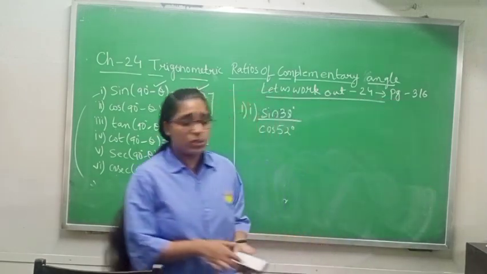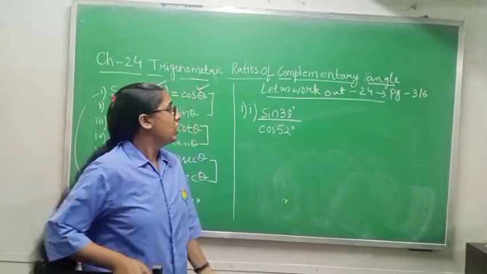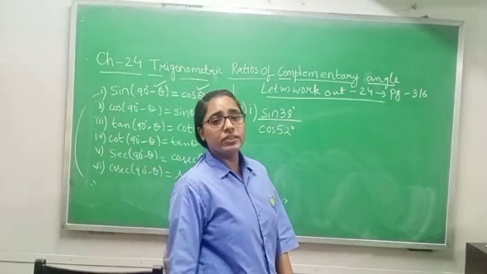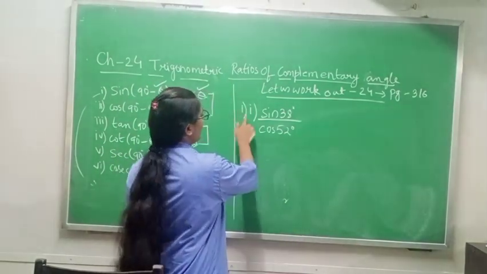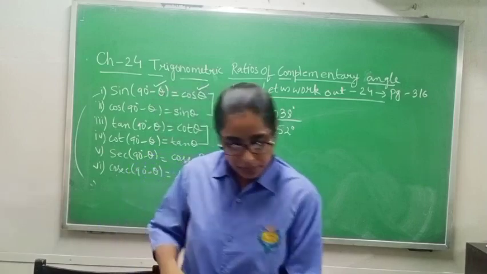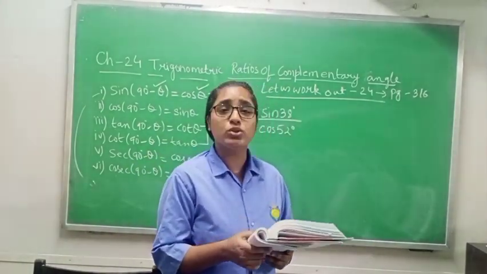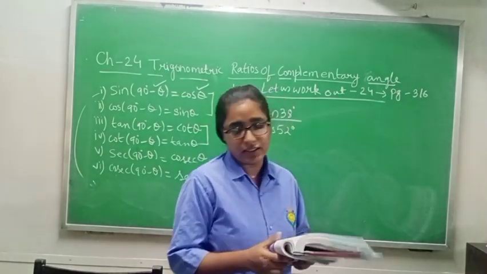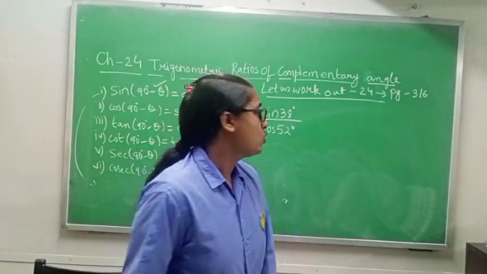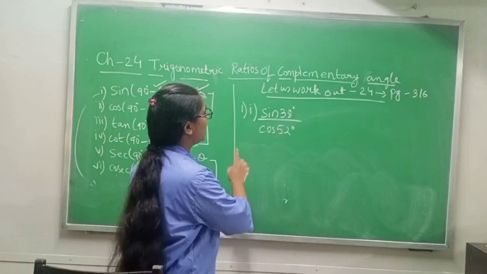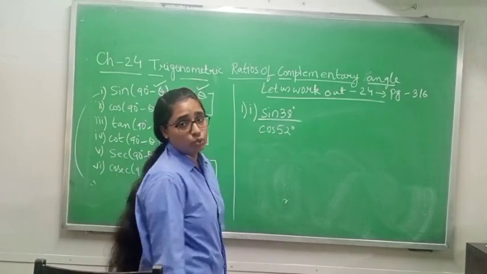Now class 9, see this one. Let us work out 24, page number 316. Question number 1. Please open your book. It is written, let us evaluate. Evaluate means you have to simplify this and find the answer. So the first one is sin 38 degree by cos 52 degree.